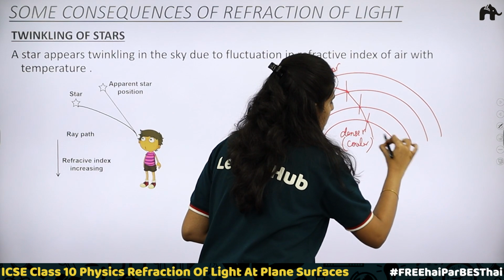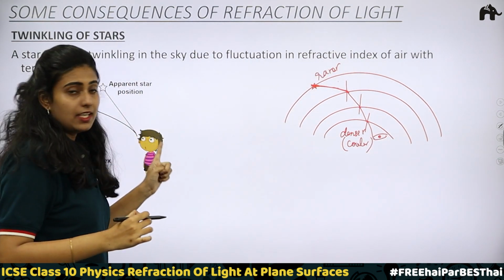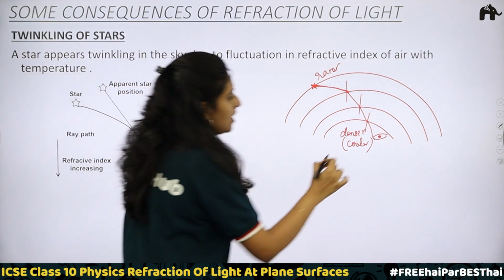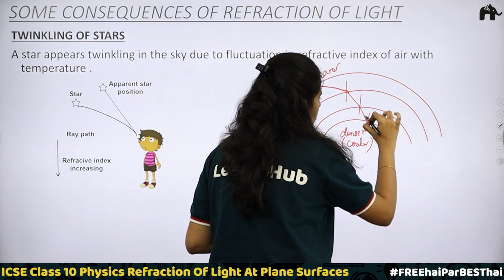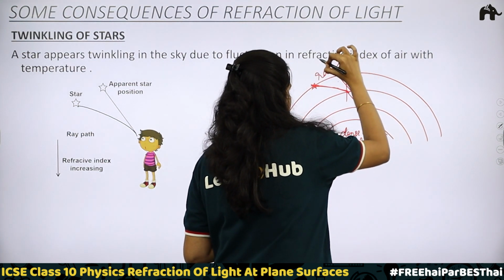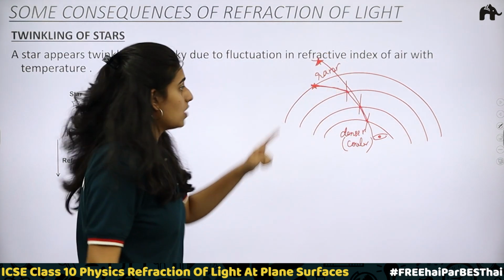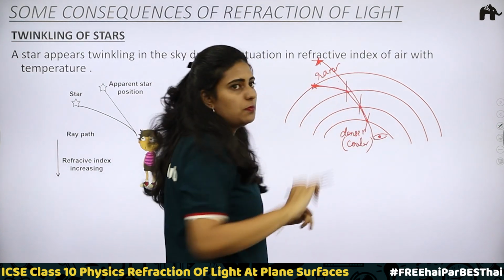If you have an observer at this point, so this boy is standing here, where will he be able to see the object? At a new position, right? From this point, this is your final refracted ray. From there, if you draw a straight line, here the star will appear. So the actual position of the star is this, but you are seeing the star at a new position.